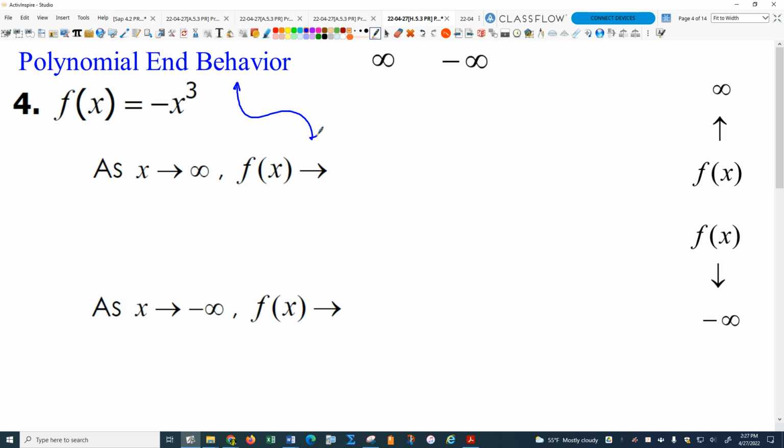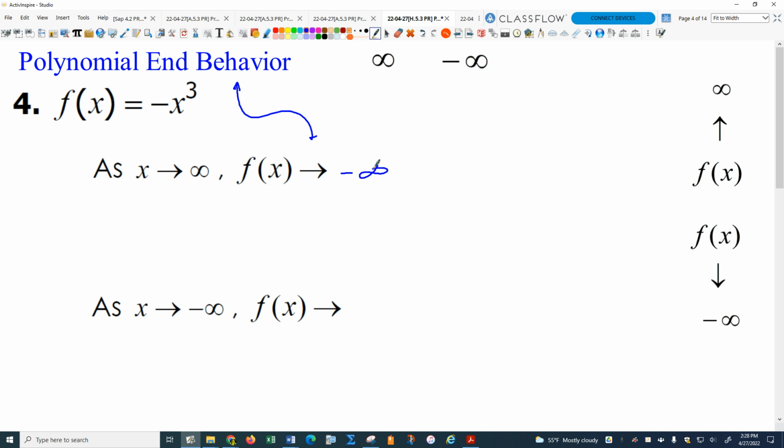As x approaches infinity, f of x is approaching, so how do I interpret that? I'm going which direction forever? To the right on that function. F of x, that's my vertical coordinate. I'm doing what? Going down. There you go. Didn't you say up the first time? So I'm approaching negative infinity because of that, right?